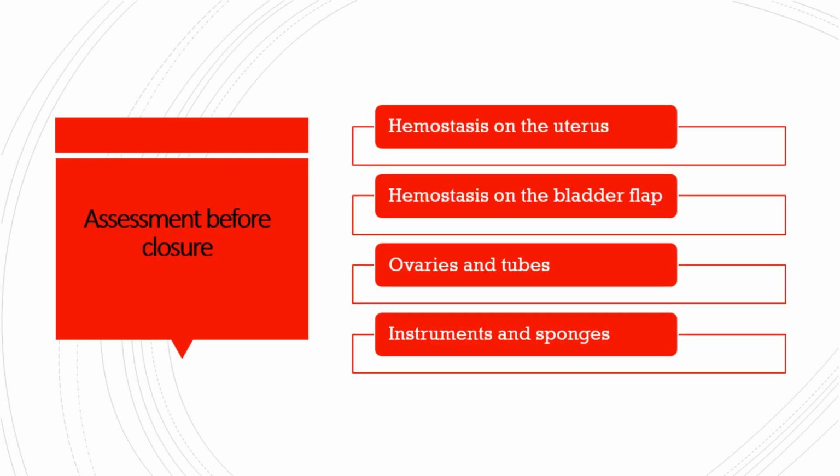Conducting a thorough assessment before closing the abdomen during a cesarean section is vital. Ensure that there are no actively bleeding vessels from the hysterotomy, especially at the corners. Then, check the bladder flap. You should also assess ovaries and tubes for integrity and any pathology. A surgical count of instruments and sponges is usually done as well to ensure they are all accounted for.